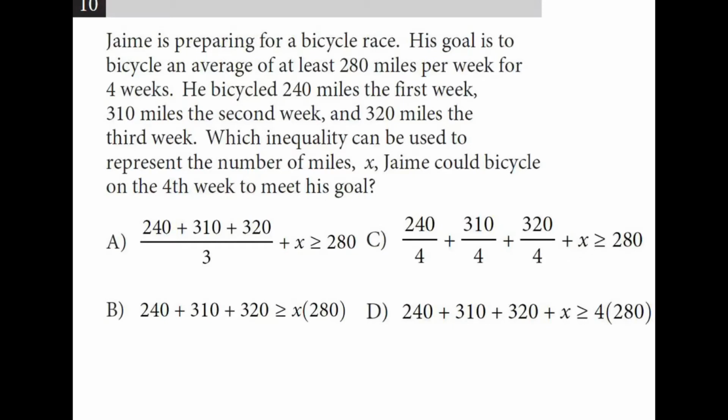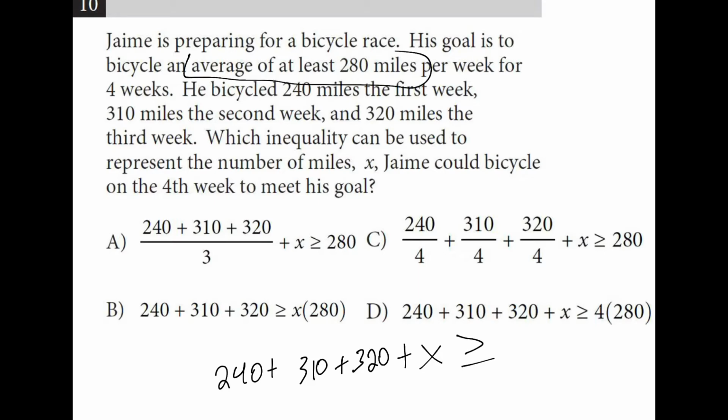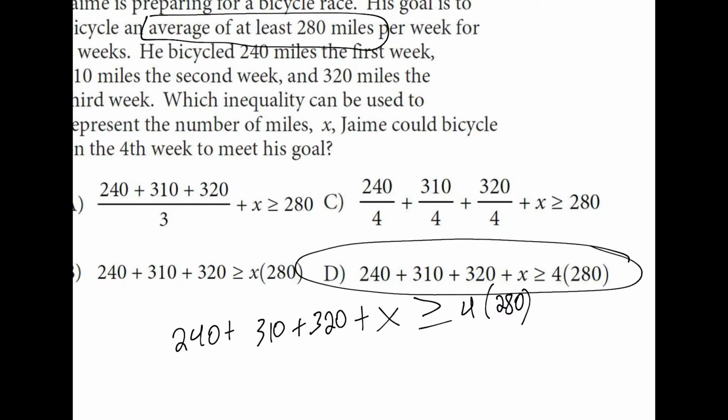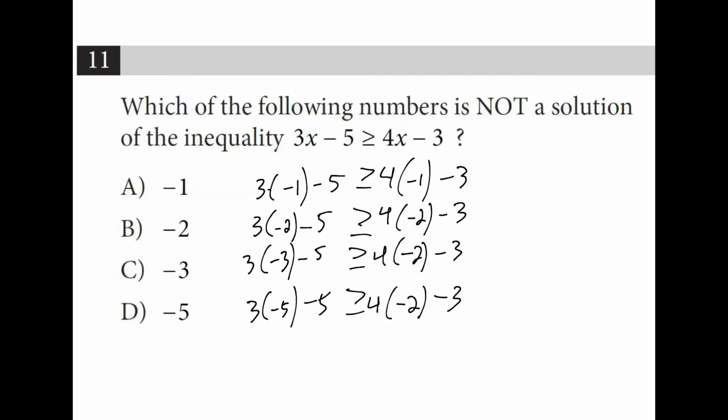Jamie's preparing for a bicycle race. We've biked 240 miles, plus 310 miles, plus 320, plus some unknown amount in the 4th week, and our goal is to have an average of at least 280. So 4 times 280. And you don't even need to combine like terms or multiply things out, because there's the answer. So let's go through these one at a time.